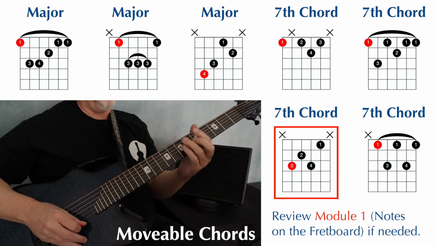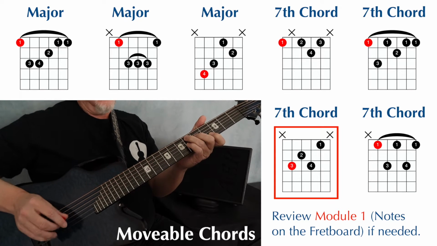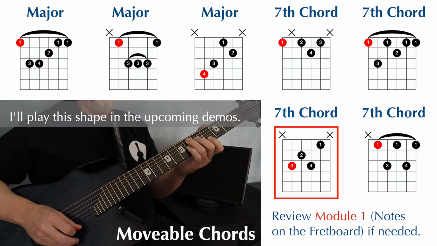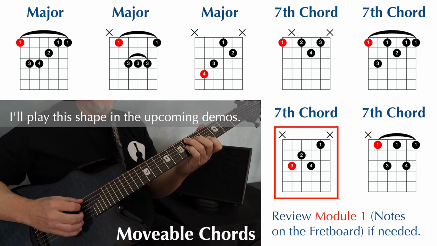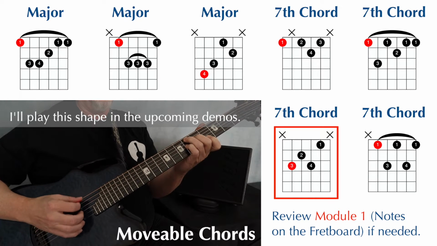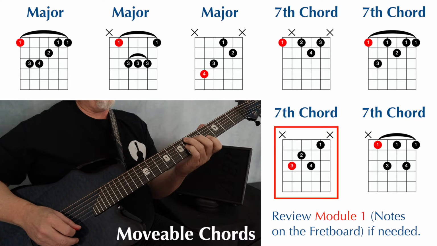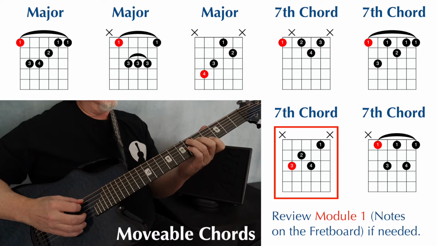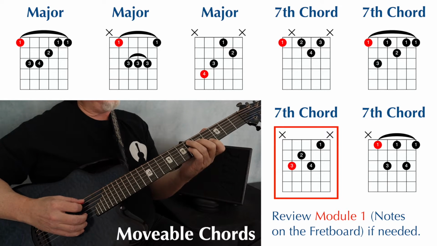Here's a shape you can play with the root note on the 5th string. This is a dominant 7 shape. And this is the shape that I'll be using for our 5th string roots in this lesson. This will be an E flat 7 that I'm playing because I'm placing my root note of the shape on the E flat, string 5, fret 6.